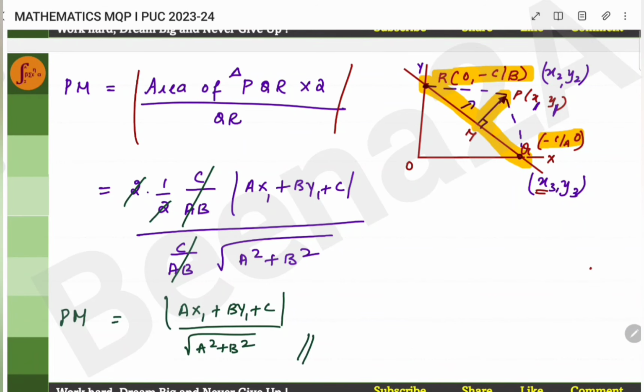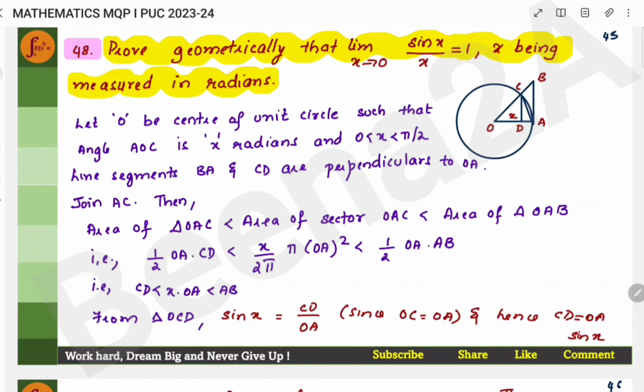Let's look at this particular question where we have to prove geometrically that limit x tending to 0, sin x by x is equal to 1, x being measured in radians. So now we assume that this is a unit circle, O is the origin or the center of the circle, and this angle AOC, this one is x radians, and we have segments BA and CD. Both of these are perpendicular to OA, right? You have CD and BA perpendicular to OA, and then you join AC.